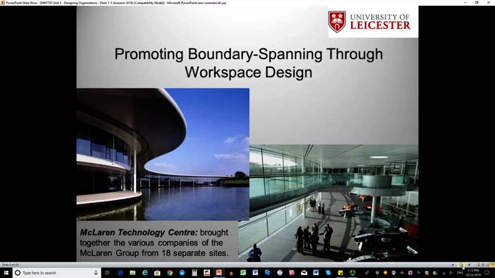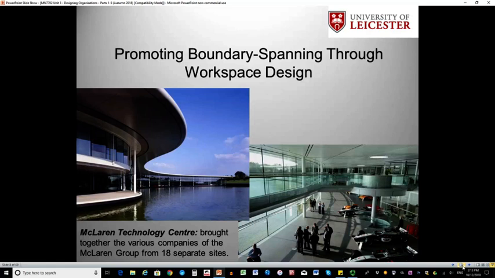And if you look at the picture on the left here, this is one of the elements of the campus that they produced. This is the R&D site, and what they did was they spent a huge amount of money on building a single campus that brought together all the different companies of the McLaren Group under one or two roofs. In fact, I think there's two buildings. One building is around R&D, and the other building, which is literally tens of meters away, is around manufacturing.